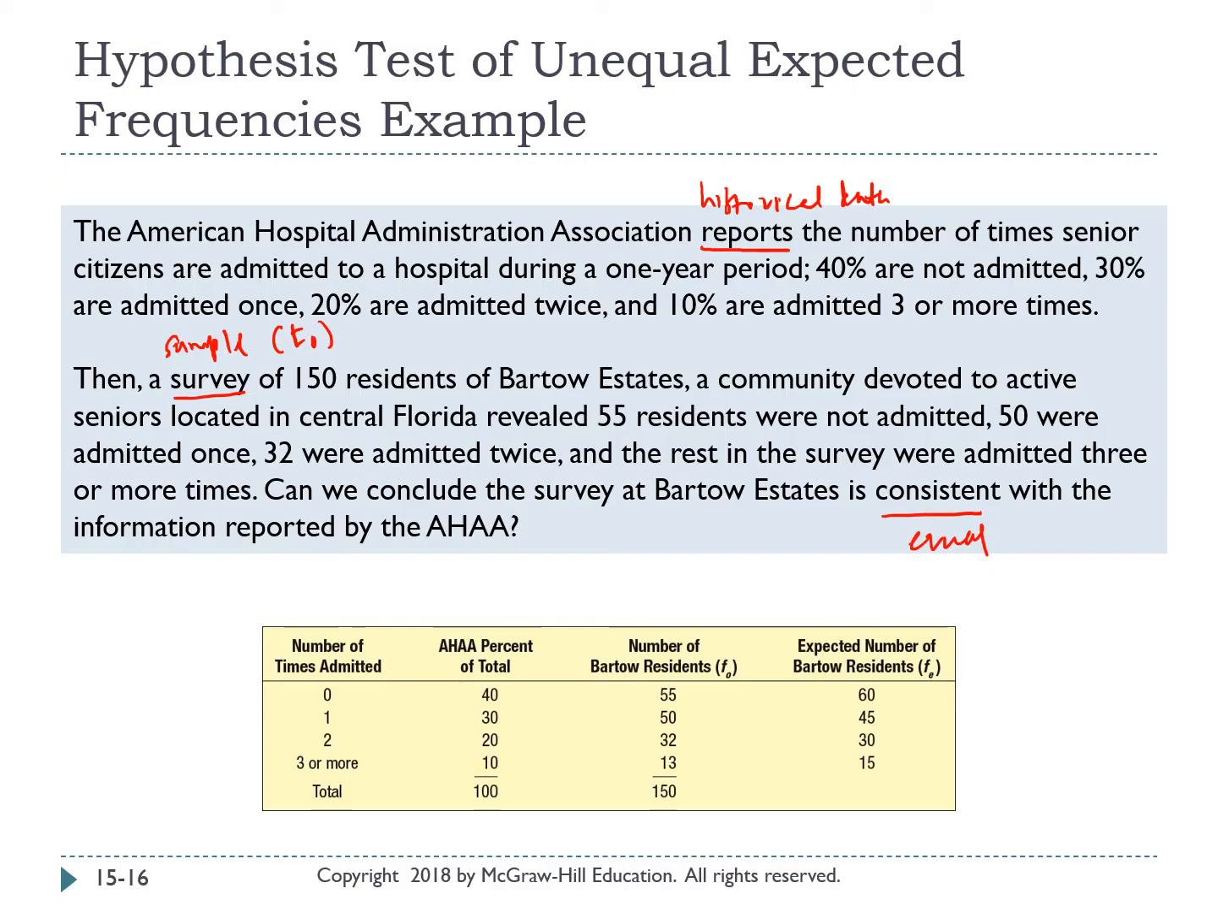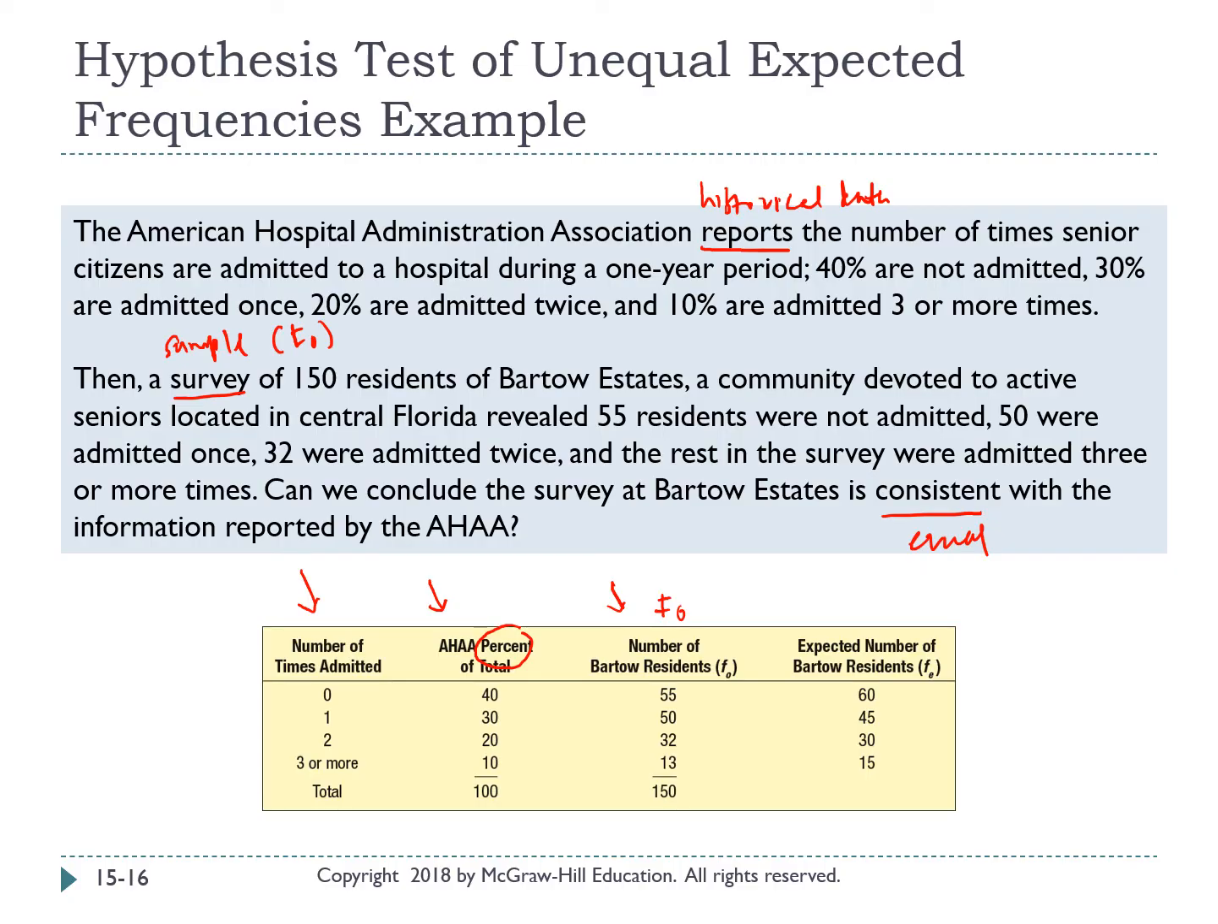Okay, so if you look at this yellow box, you have the number of times the senior citizens were admitted, and you also have the report given by the American Association, but the report is given in terms of percentage, and you also have the number of Bartow residents, which is our observed frequency. Now you want to compare whether your observed frequency is consistent or equal with the expected frequency. However, the report given by the American Association is in percentage form. How can you compare the percent with a number?